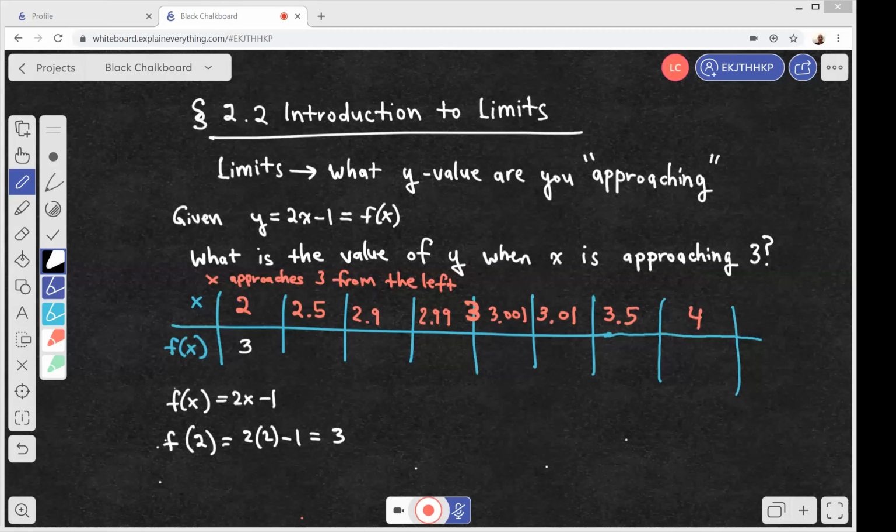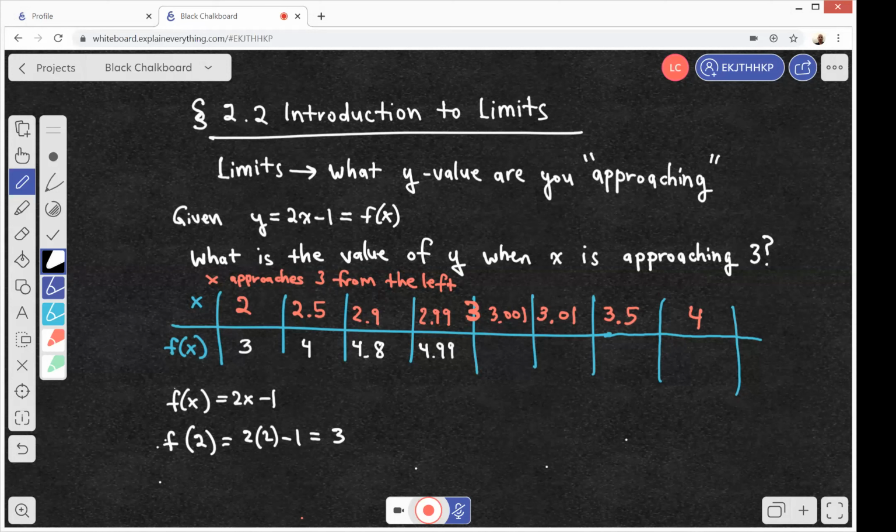All right, so when we had 2.5, let's see if I can quickly pull that up. We had a y value of 4. So I'm just going to write 4 in here. When we had 2.9 as our value, we had 4.8 for y. When x was 2.99, the y value was 4.98.